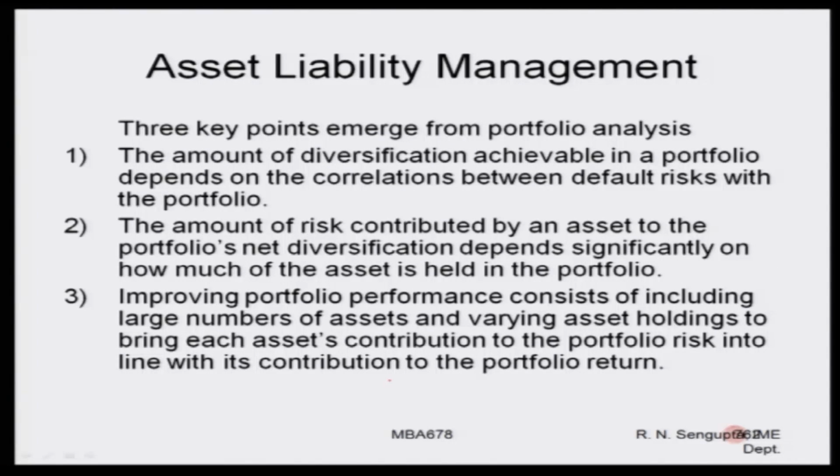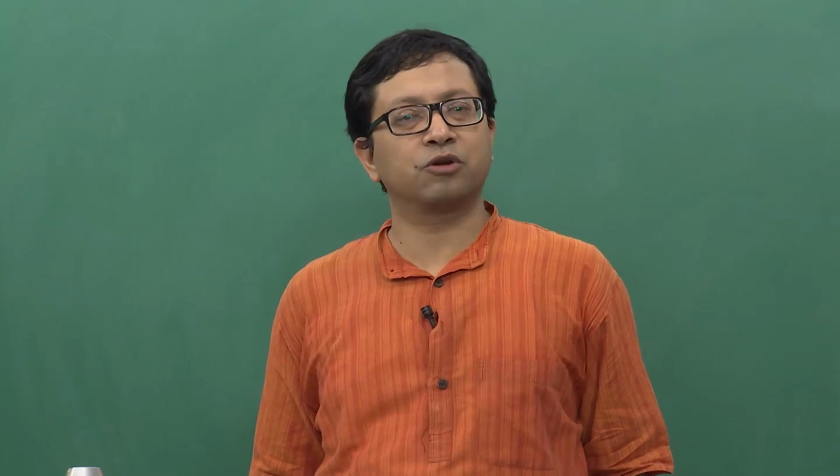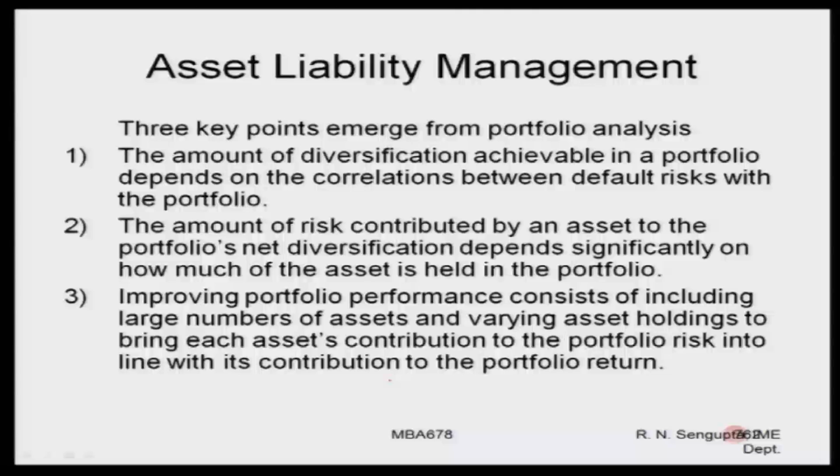Three key points emerge from portfolio analysis from the ALM point of view. These are: the amount of diversification achievable in a portfolio depends on the correlation between default risks. Now, if you remember, I mentioned just a few minutes back, finding the correlation coefficient between interest rates becomes difficult. So, with different types of default risk, finding the correlation coefficient and covariance matrix between them becomes very difficult, because you do not have the data, you do not know the structural equation dependence between them. The amount of risk contributed by an asset to the portfolio net diversification depends significantly on how much of the asset is held in the portfolio, which will also change dynamically.